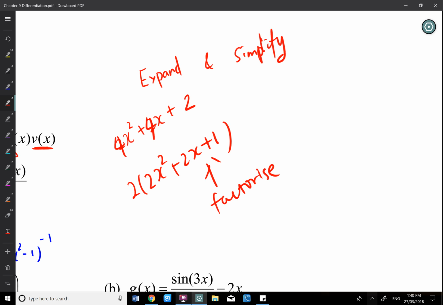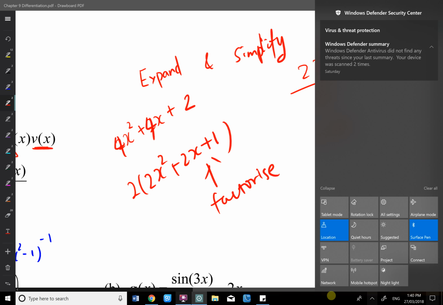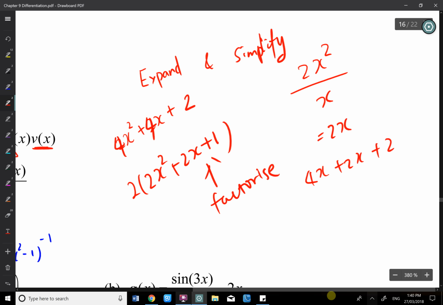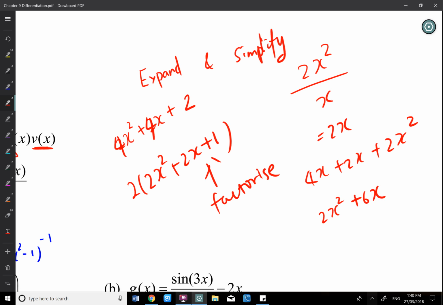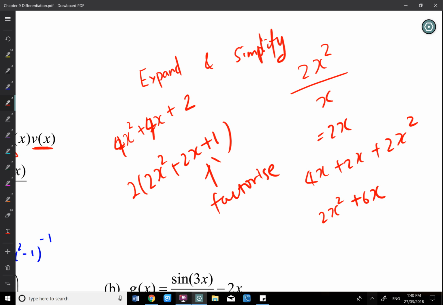Simplify means, for example, 2x squared divided by x, you need to simplify it to 2x. If your question has 4x plus 2x plus 2x squared, you need to simplify it as 2x squared plus 6x. That means simplify. You collect similar terms, you cancel things, you combine them, not factorize. Okay, factorize is factorize. Expand is expand. They can't exist at the same time. When you see expansion, it means no bracket at all, so it's all plus or minus. And simplify means you collect similar terms.